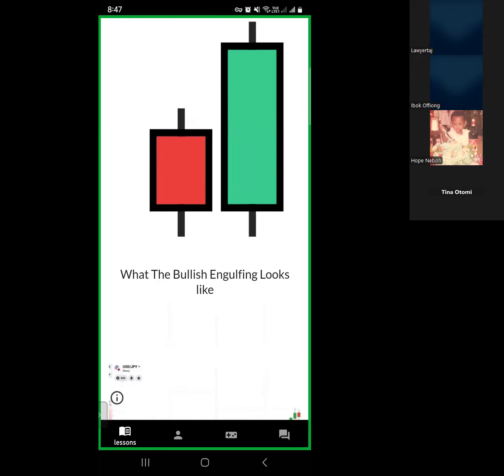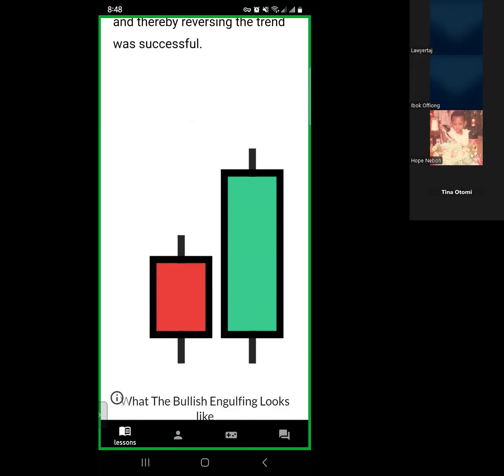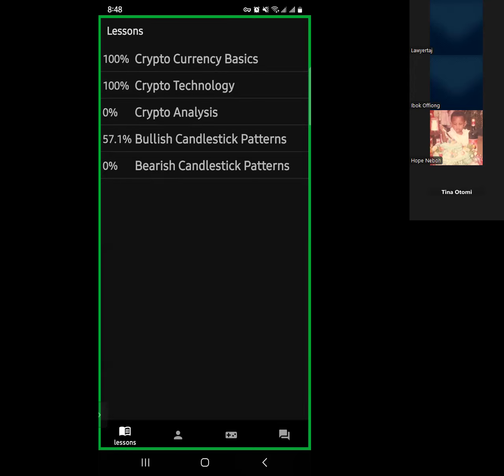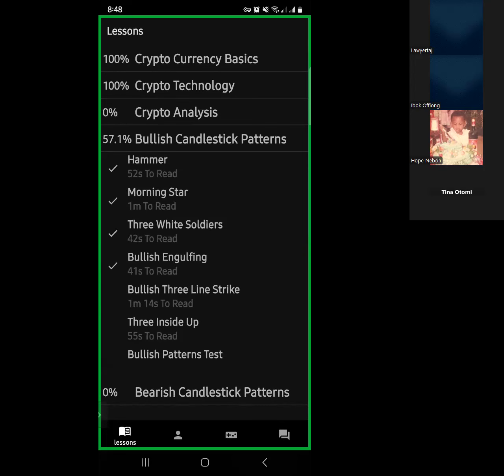Yeah, so that's about the bullish engulfing pattern. So we'll go next. We're already 57%, to show you how easy it is to read and learn. We'll go next to bullish three-line strike. Bullish three-line strike.